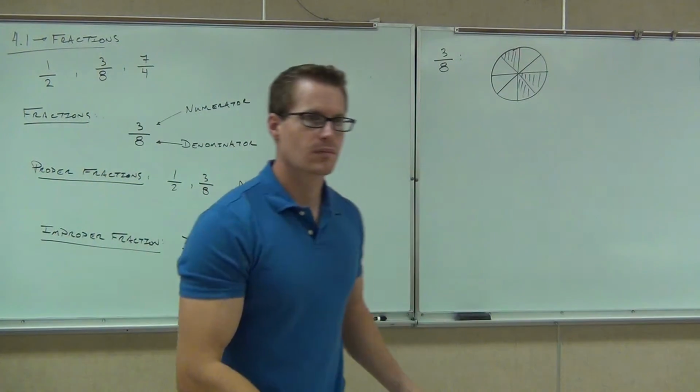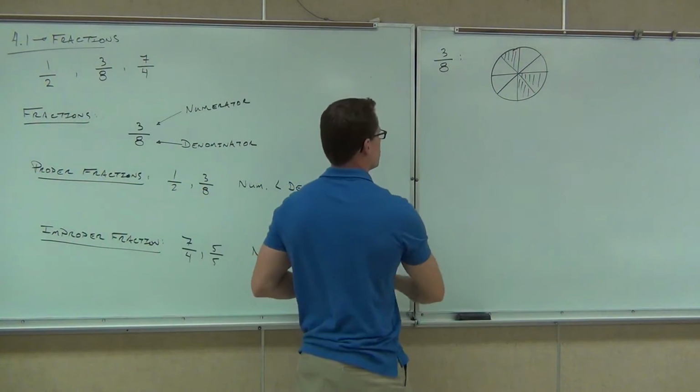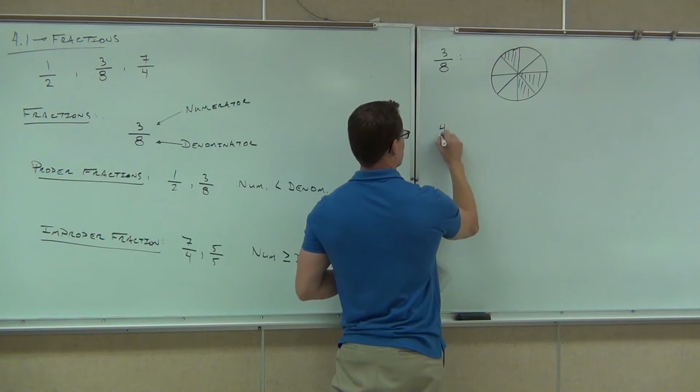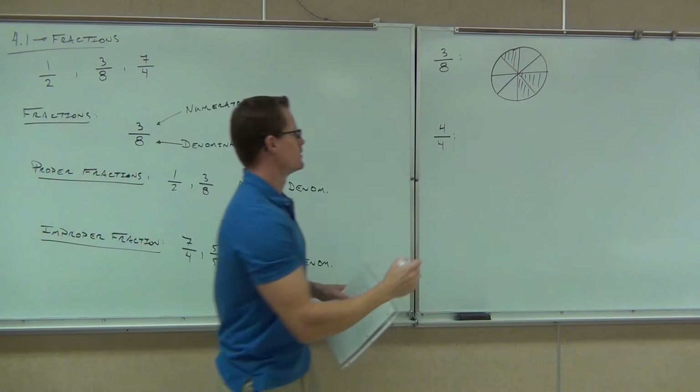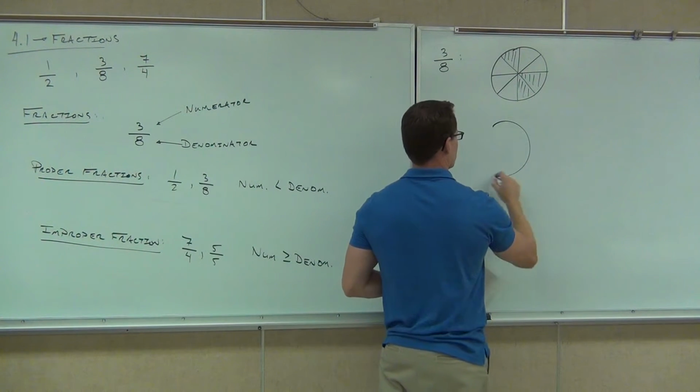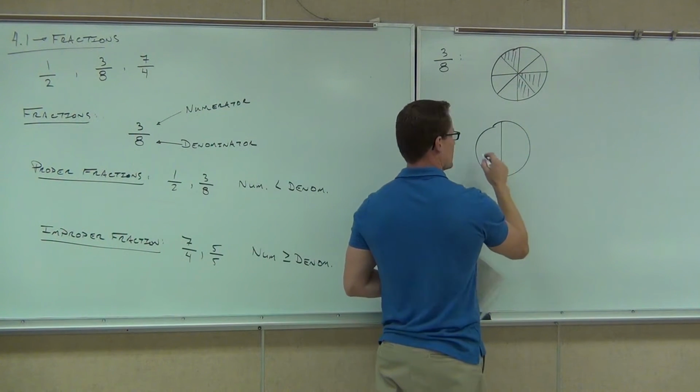Like a pizza could be. Or a cake. Good, Jeff. Or a pumpkin pie. Have you bought pumpkin yet? They're expensive.